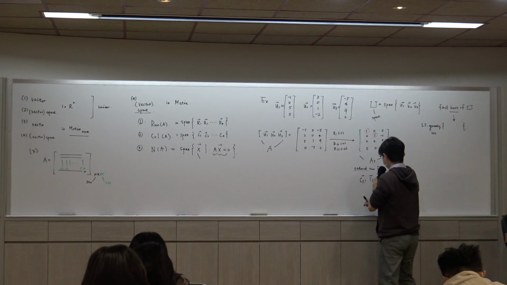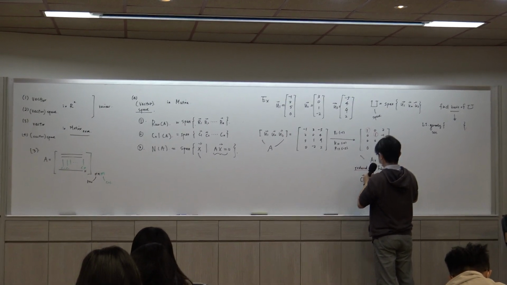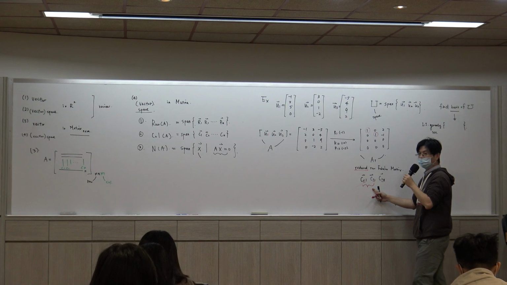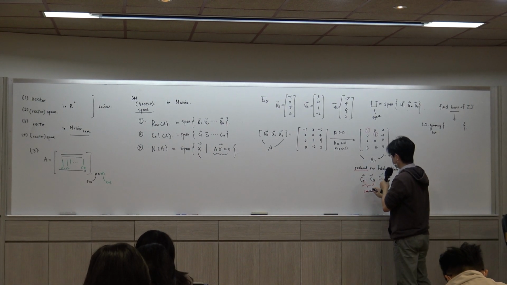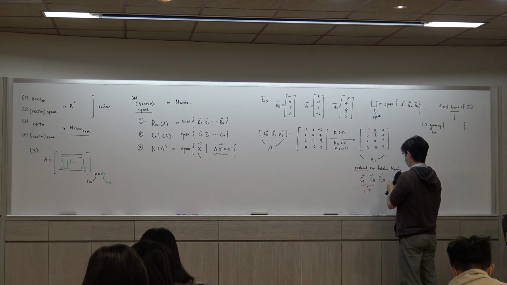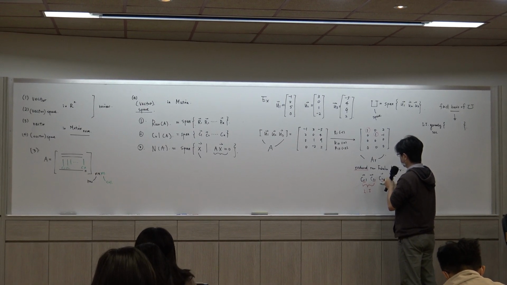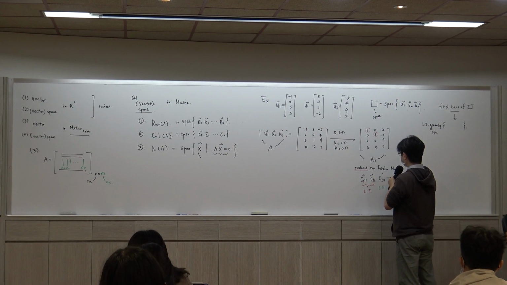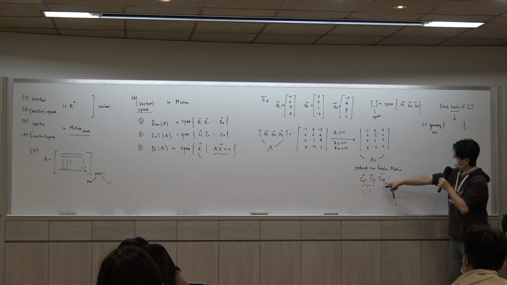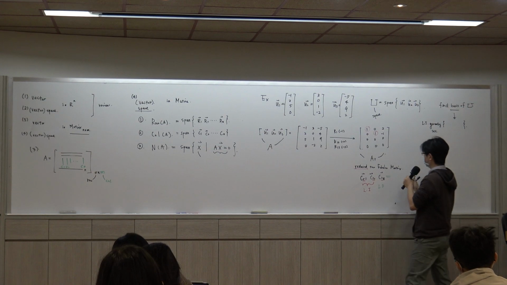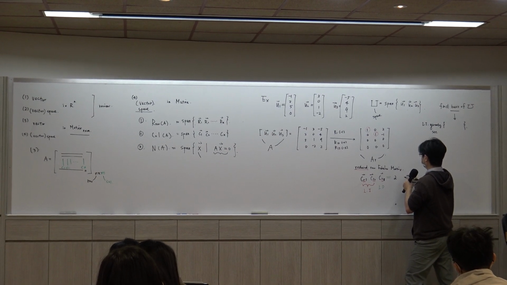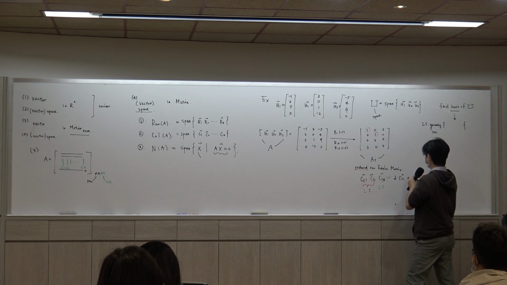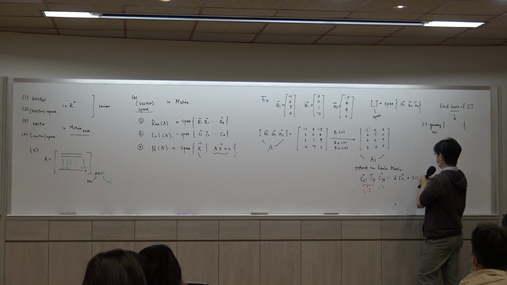But here you can find the first two column vectors are linearly independent, and the third vector is linearly dependent. Because the third vector equals 2 CR1 plus minus 1 CR2.